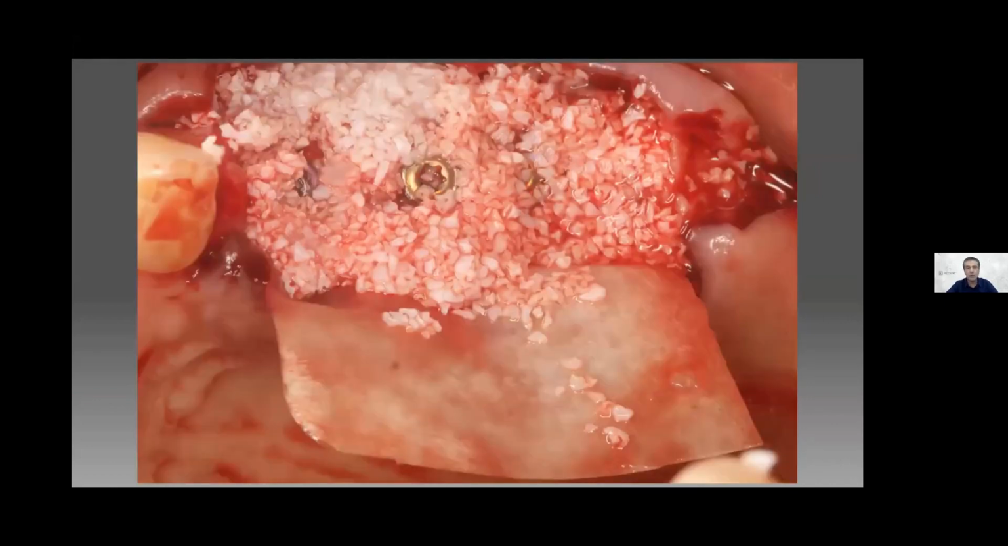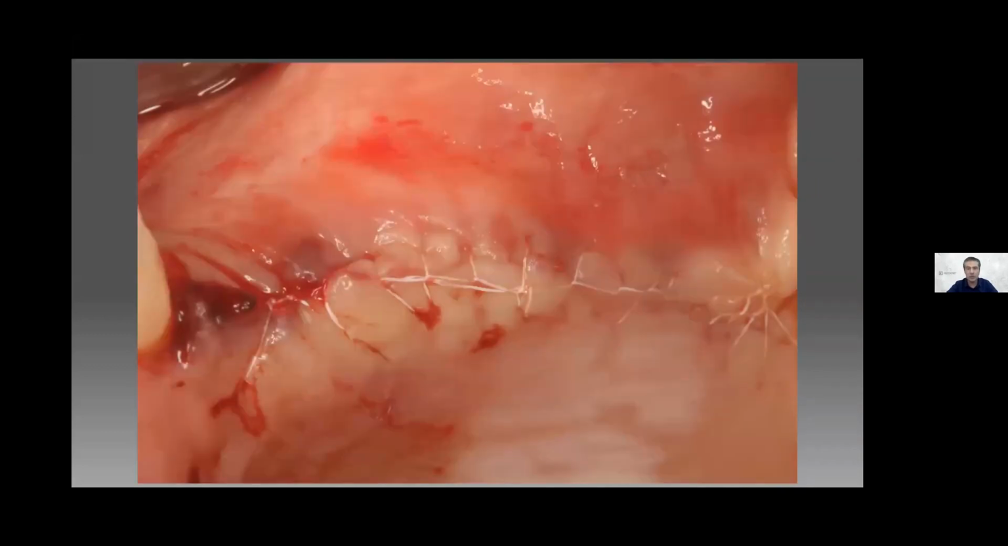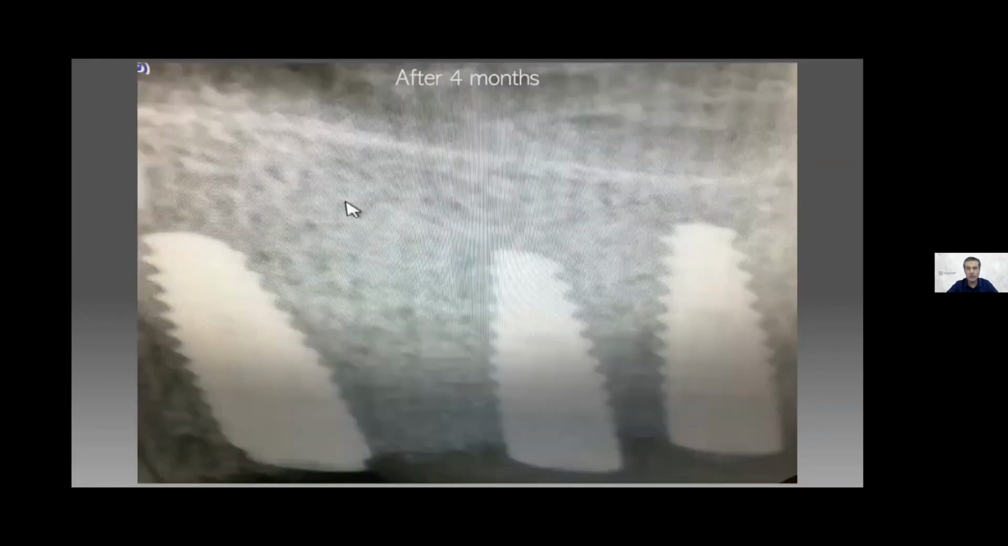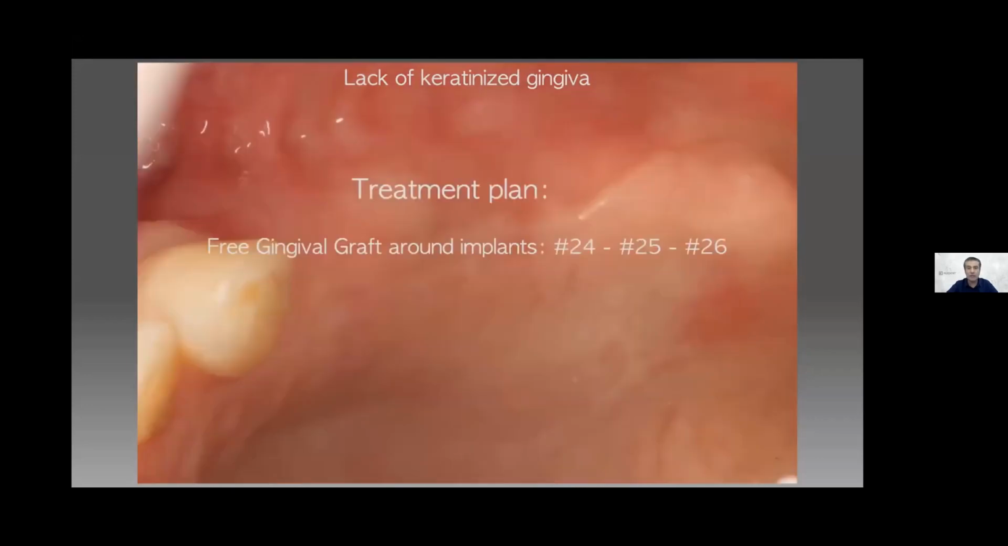And here, after doing our guided bone regeneration, this is the X-ray after the procedure, after 4 months. We had after 4 months lack of keratinized gingiva, and it will happen often when we do our guided bone regeneration.